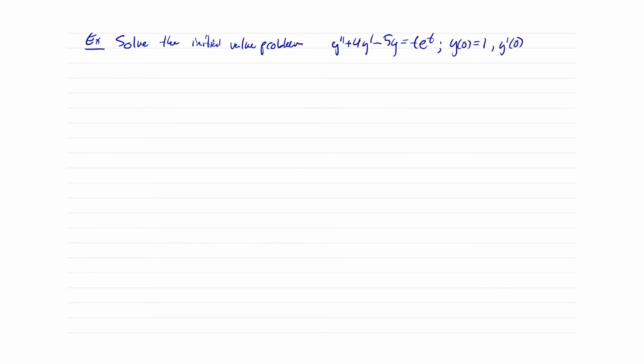Okay, so now let's talk about another problem. The next example in the section wants to solve the initial value problem, where we take y double prime plus 4y prime minus 5y is equal to t e to the t. And we have these initial values. We have y of 0 is equal to 1, and we have y prime of 0 is equal to 0.